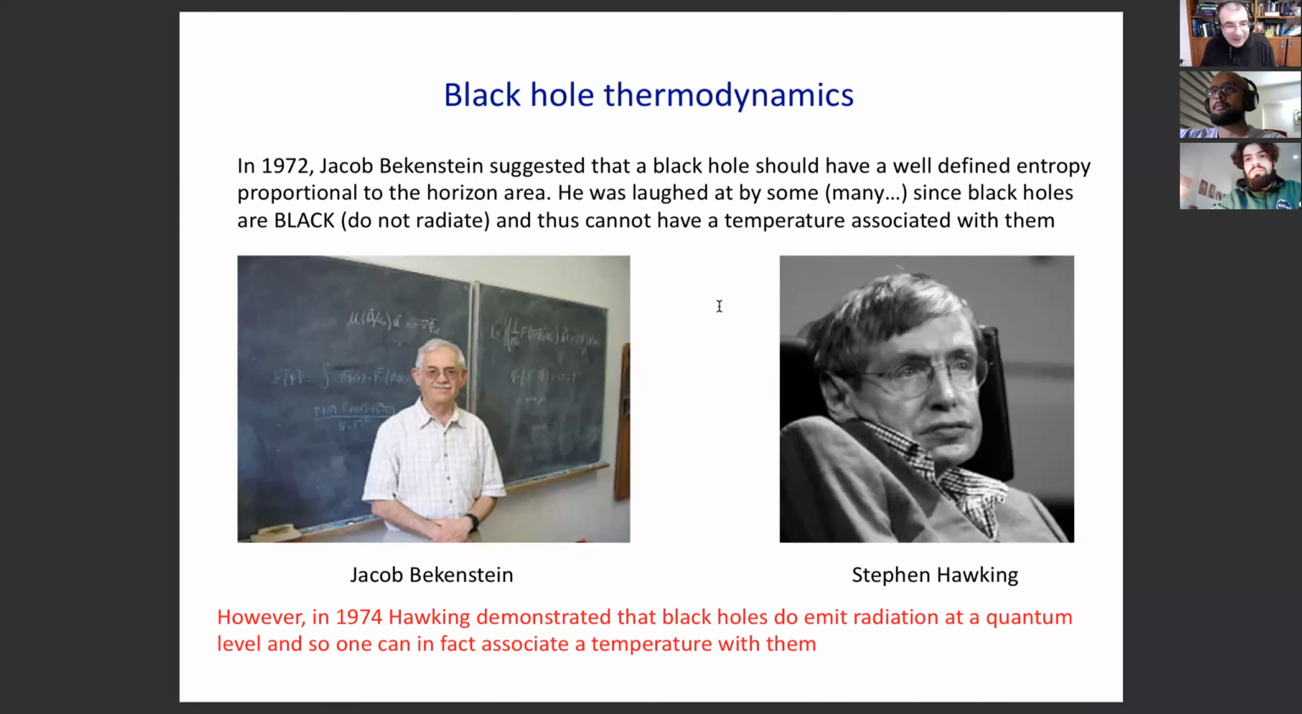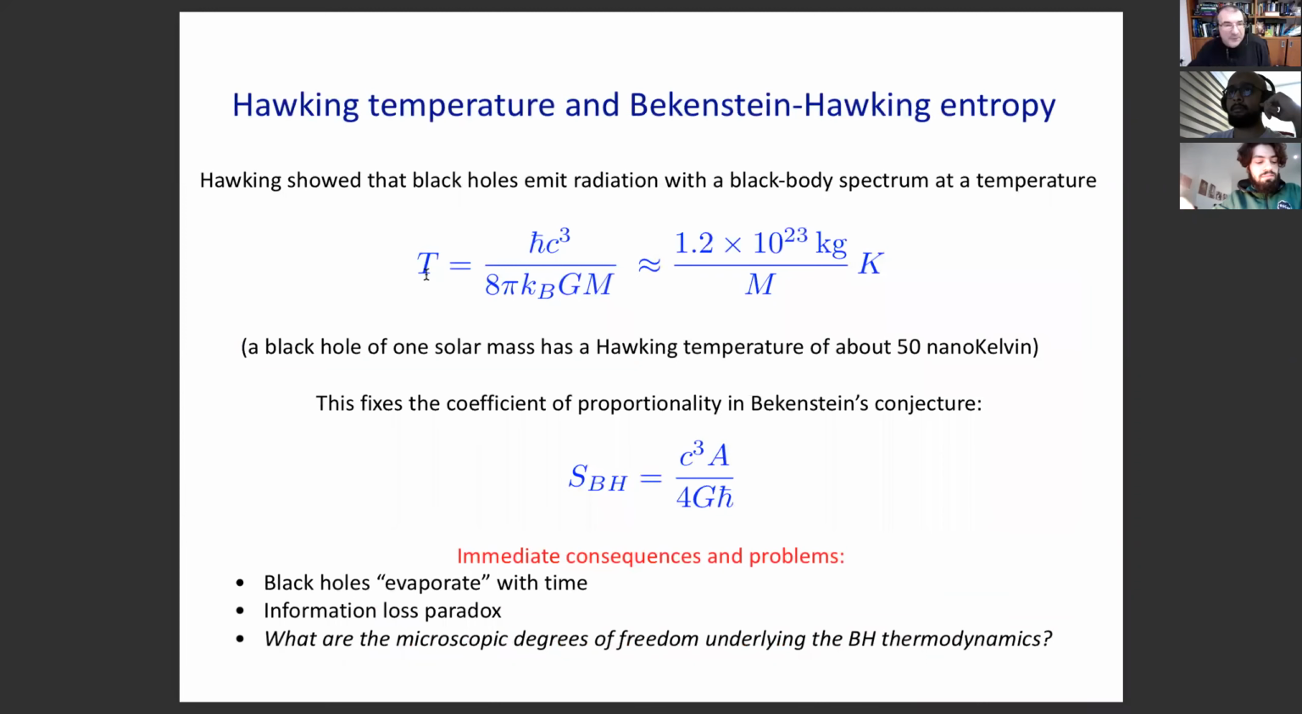And then in 1974, Hawking demonstrated that black holes actually do have temperature. They radiate, they emit radiation at a quantum level, and one can associate a temperature with black holes, right? And then people didn't laugh anymore, right? So they started seeing this as rather serious business. So Hawking demonstrated that black holes emit radiation with a black body spectrum at a temperature which for Schwarzschild black holes is inversely proportional to mass and is proportional to h bar, right? So the temperature is actually tiny in normal language, right? For example, a black hole of one solar mass would have a Hawking temperature of about 50 nanokelvin.